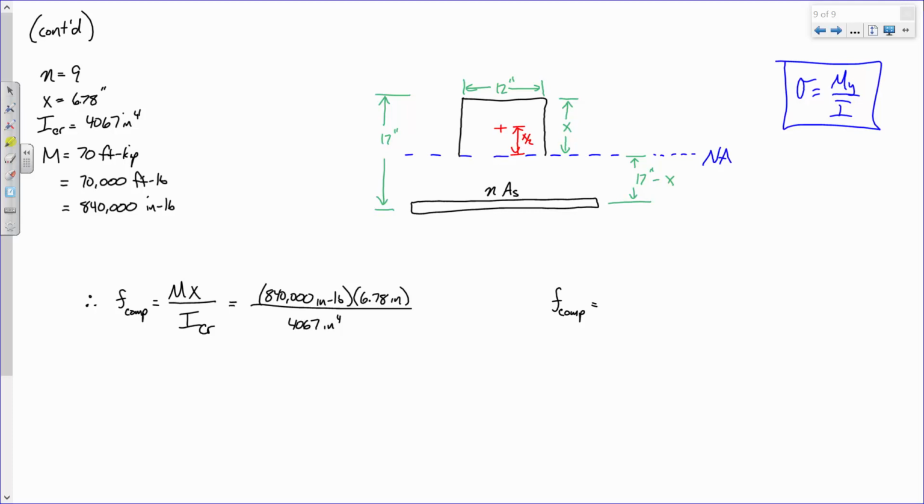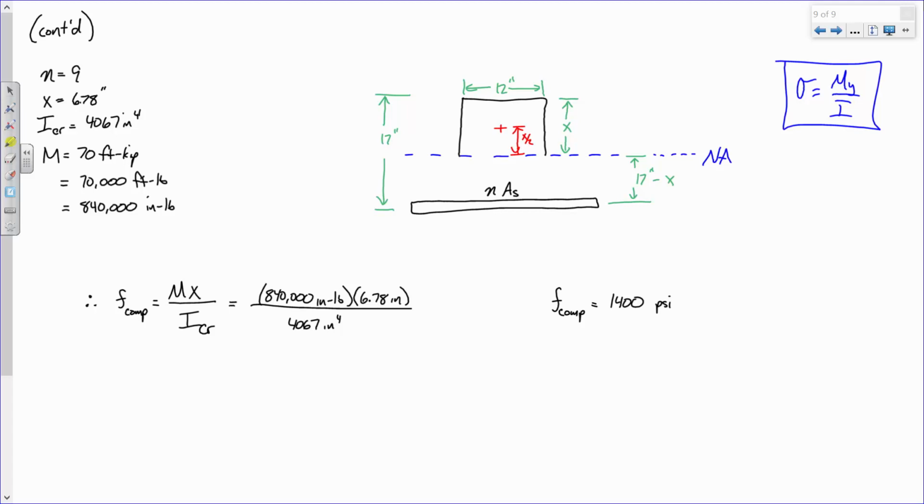We'll say just nearest whole number, just keep it simple. 1,400 even? Have a second on that? Yep. And now what are the units? This is a stress, remember? PSI. Okay. Now, that's the compressive stress.